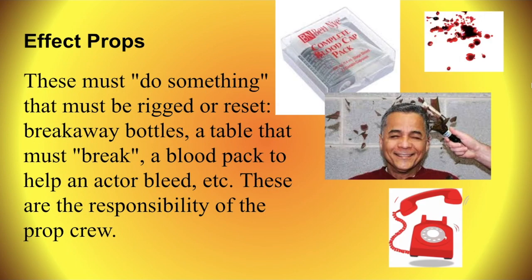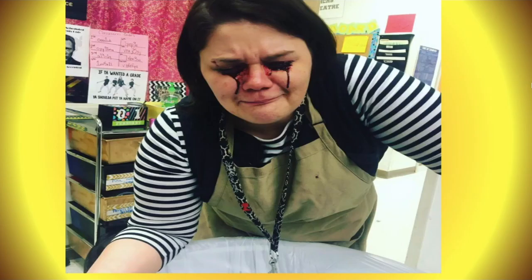Effects props. Effects props do something. They have to be rigged or reset, like breakable bottles, a table that must break on command, a blood pack to help an actor look like they're bleeding, and these are the responsibilities of the prop crew. There are special things called blood packs, breakable bottles, phones that actually ring. These are things that are called effect props.